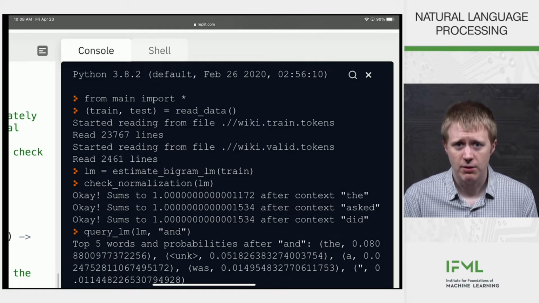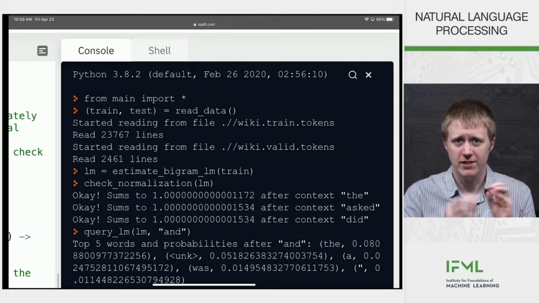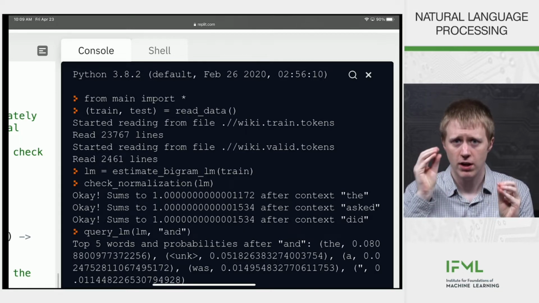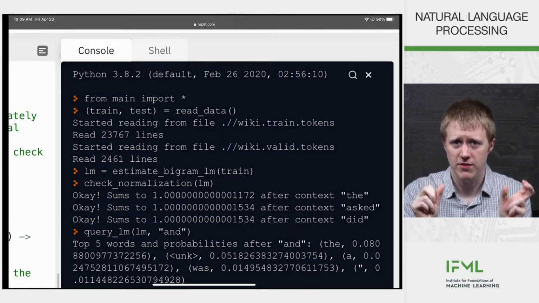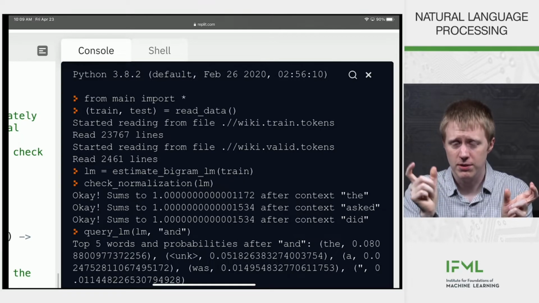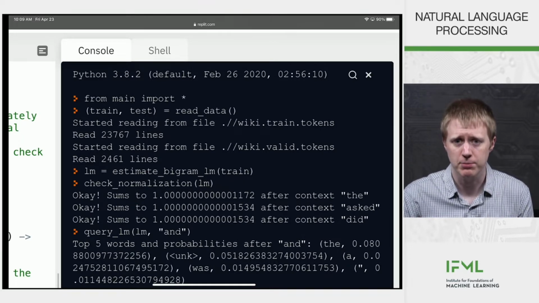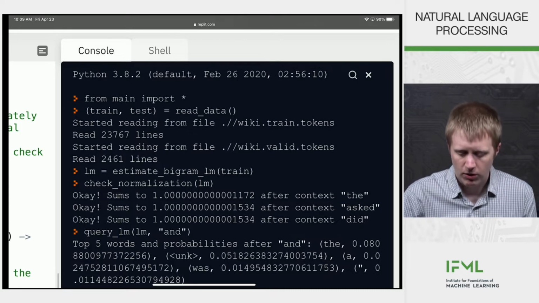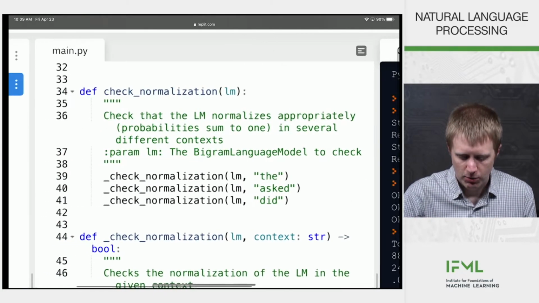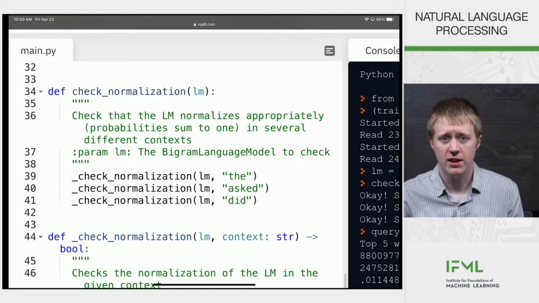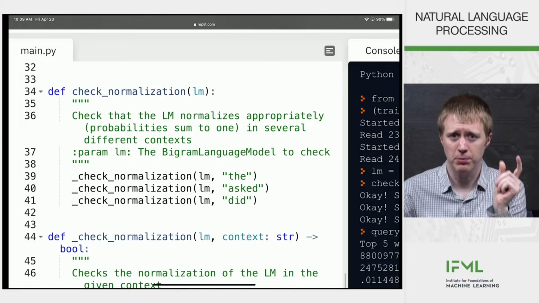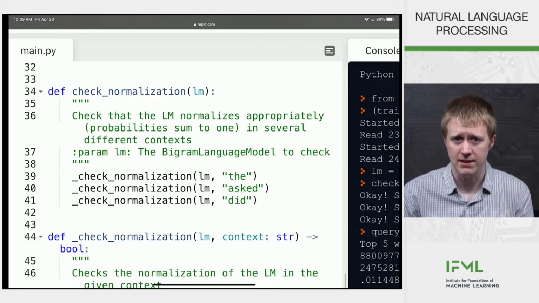The next thing I did after that was check normalization on the language model. Remember that we talked about the language model as a probability distribution over the next word given the previous words. What that means is that for a previous word, the sum of the probability scores associated with each possible next word has to sum up to 1. So we check normalization after 3 different possible previous words: the, asked, and did.